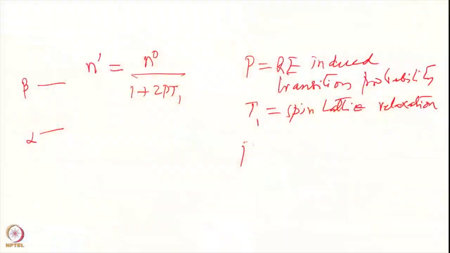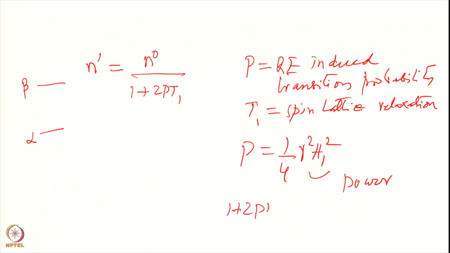We also said P is equal to 1 by 4 gamma square H1 square, where H1 is the amplitude of the RF and gamma is the gyromagnetic ratio. H1 is the amplitude, while H1 square defines the power of the RF, how much power you apply. The more the power, the higher is the transition probability, and you tend to reach saturation. Therefore, this term 1 plus 2P T1 is called the saturation factor.